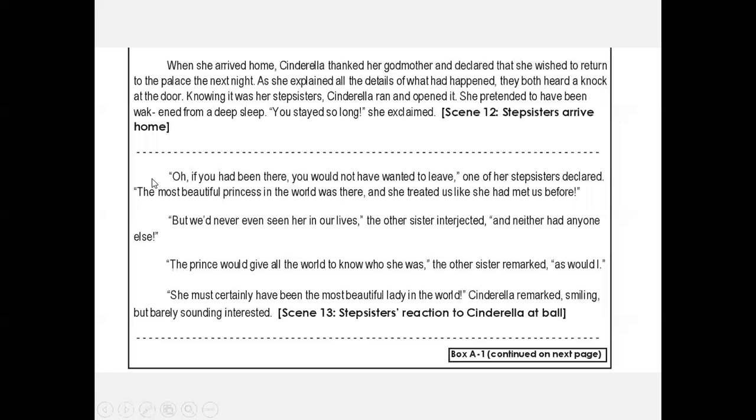Another one here with "Oh, if you had been there, you would not have wanted to leave," one of the stepsisters declared. I'm on scene 13 for those of you who are looking in your book. "Well, if you'd been there, you would not have wanted to leave," one of her stepsisters declared, "but we'd never even seen her in our lives," the other sister interjected. This is actually a split quote, something we're going to talk about in a minute. And "the prince would give all the world to know who she was," other sister, and then Cinderella. Okay, 1, 2, 3, 4 paragraphs, all indented, different speakers each time. One stepsister, another sister, and Cinderella.